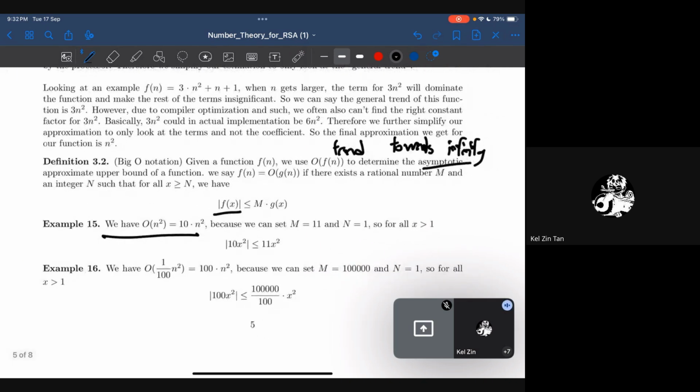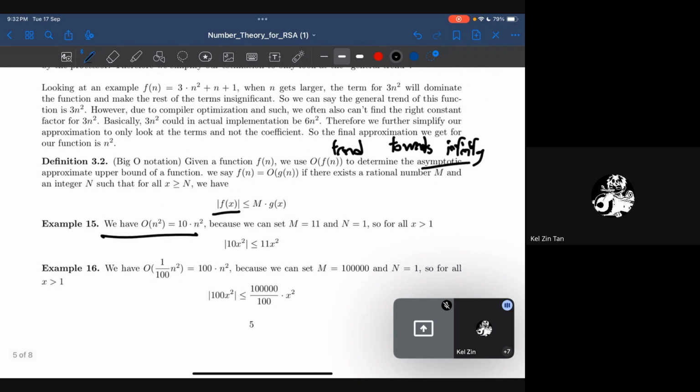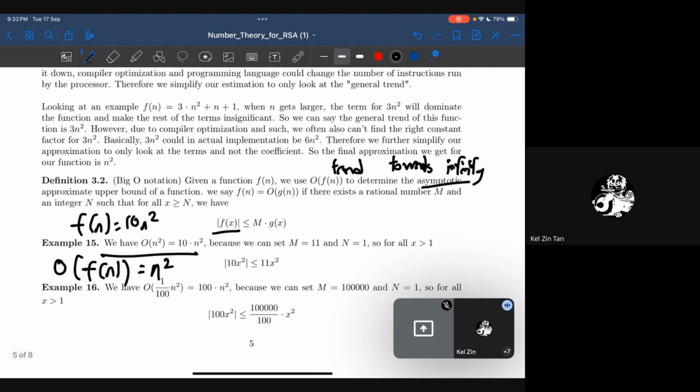Okay, why is this the case? So you see that now what I'm doing is that I let f(n) equal 10n squared. And then we can write O(f(n)) equals n squared. So remember what I said about the general trend just now, which is to ignore all the coefficients and only look at the last term, the largest term. That is basically what big O notation is doing. But to express it mathematically, we have to use a lot of definitions. But basically, that is just what it is doing.